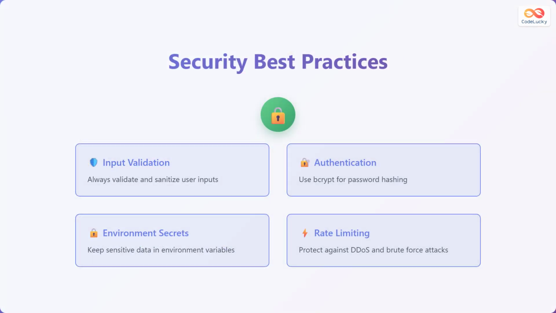Let's summarize the security best practices we've discussed. Always validate and sanitize user inputs. Use bcrypt for password hashing. Keep sensitive data in environment variables. Protect against distributed denial of service and brute force attacks using rate limiting. By implementing these practices, you can greatly enhance the security of your Node.js applications.